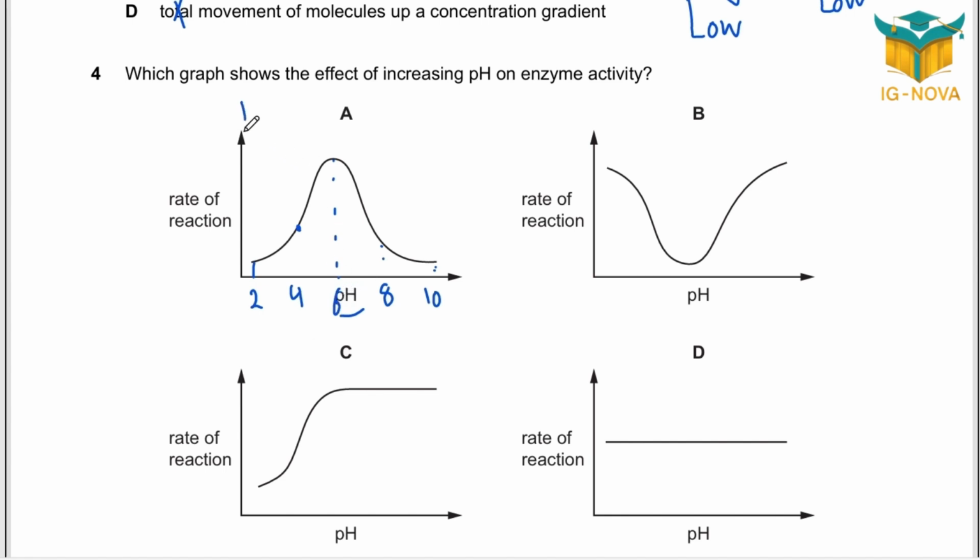And don't forget the technique of DOD, D-O-D. Denature, optimum, denature. That is, extreme pH values cause the enzyme to denature.